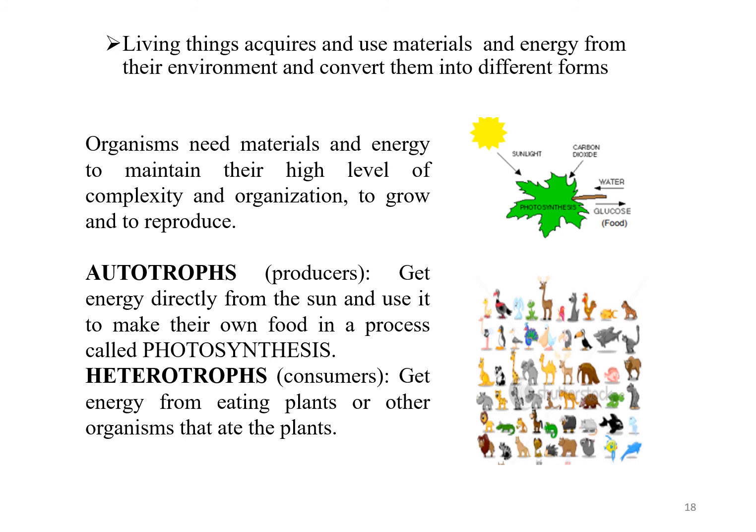There are two types of organisms based on how they get food. One is autotrophs, meaning producers, which get energy directly from the sun and use it to make their own food in a process called photosynthesis. The other is consumers, called heterotrophs, which get energy from eating plants or other organisms.